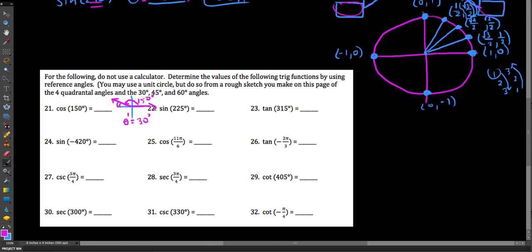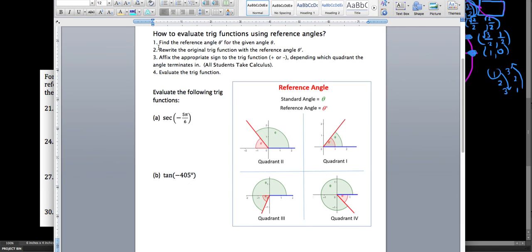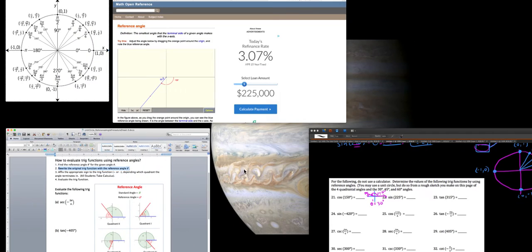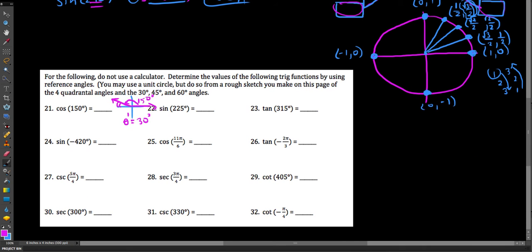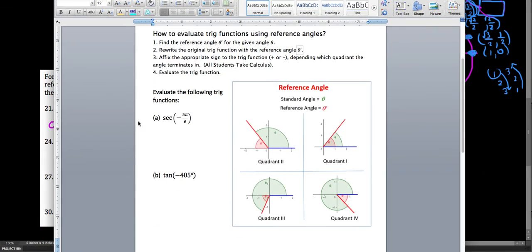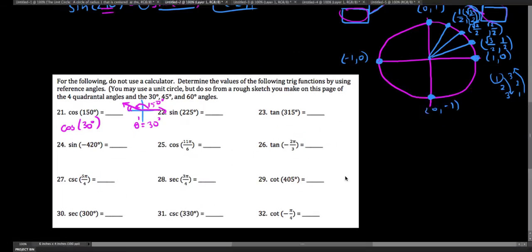So what we're going to do then is rewrite the original trig function with the reference angle instead. So instead of using the 150, we're just going to say, look, this is the same as the cosine of 30, because they make the same triangle over here on our right, or on our unit circle. Step 3 is, fix the appropriate sign depending upon what quadrant we terminate in. Well, good thing I made a sketch here.